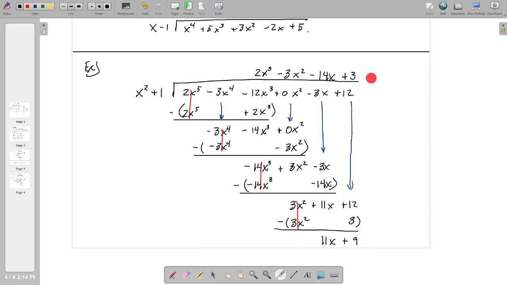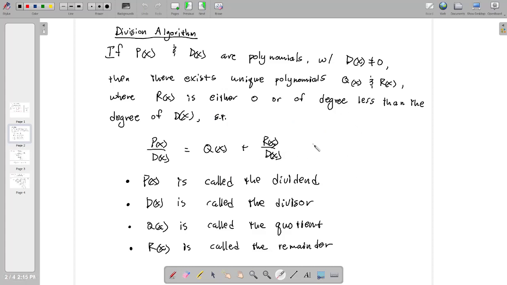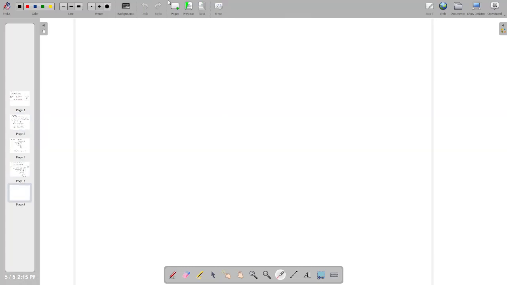Now, we can't do anything else after this because we can't multiply by x squared to give us an x and still have a polynomial. So instead, we just tack this on as our remainder: plus 11x plus 9 divided by x squared plus 1. So here's our remainder. Notice that it's a degree less than the divisor. That's also in the division algorithm here, as I stated before.